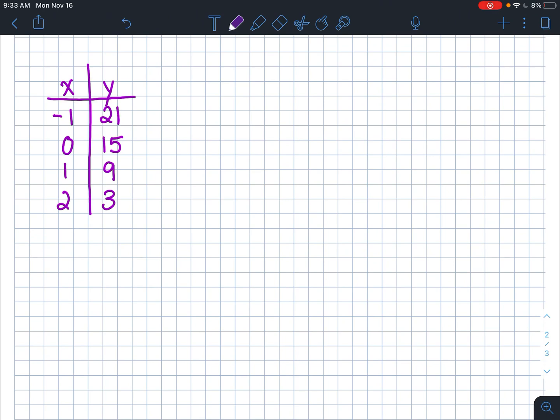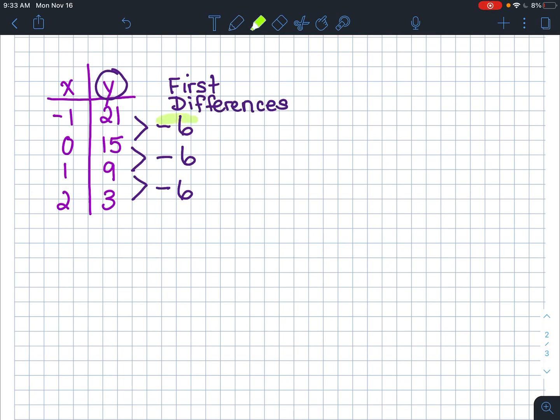Okay, let's look at this table. So let's look at the y values. How does it go from 21 to 15? It looks like it went down 6. So it got subtracted 6. What about from 15 to 9? Oh, I think it went down 6 again. And from 9 to 3, it went down 6. Okay, these values are called first differences. And they are all the same. If they're all the same, that equals a linear relation.